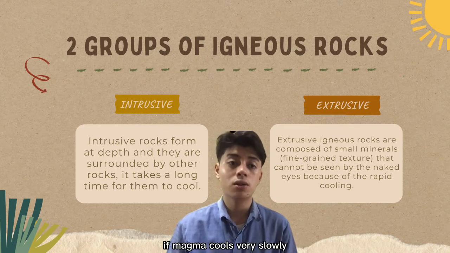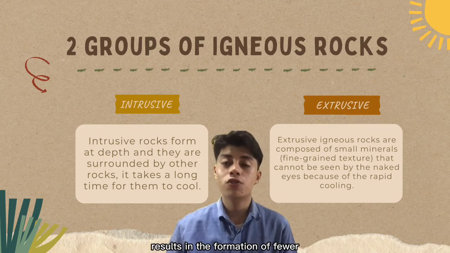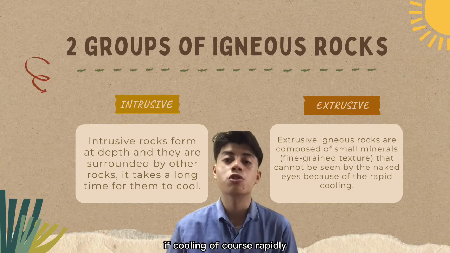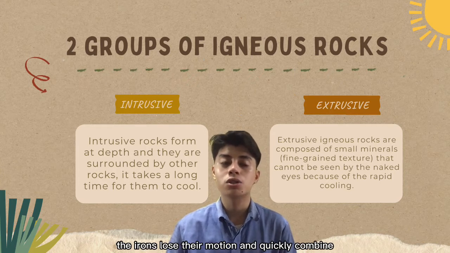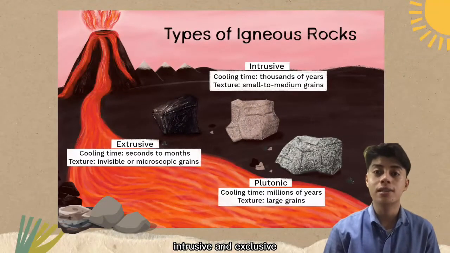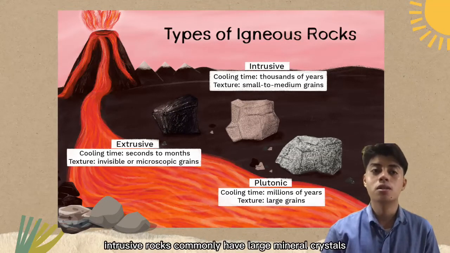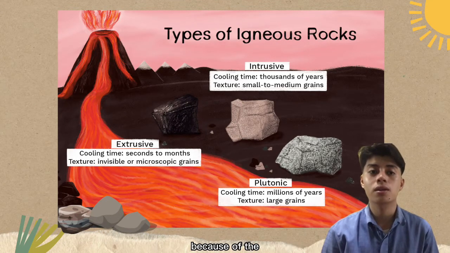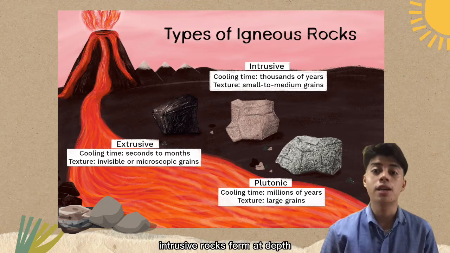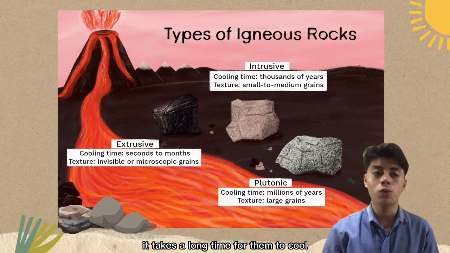If magma cools very slowly, the ions can migrate over great distances, resulting in the formation of fewer, larger crystals. On the other hand, if cooling occurs rapidly, the ions lose their motion and quickly combine. Igneous rocks are divided into two groups, intrusive and extrusive, depending upon where the molten rock solidifies. Intrusive rocks commonly have large mineral crystals because of the slow loss of heat. Intrusive rocks form at depth and are surrounded by other rocks. It takes a long time for them to cool.